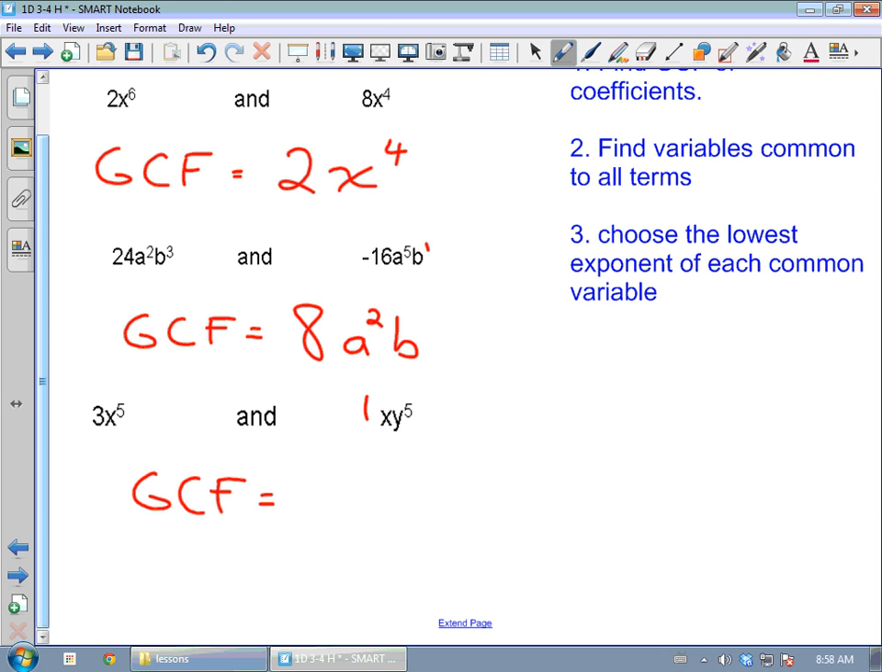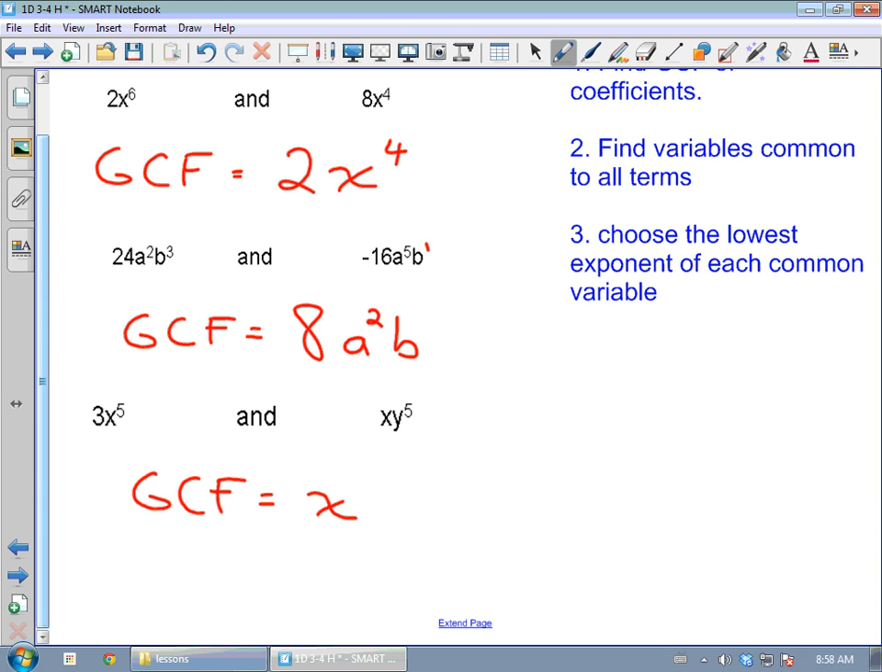So there's no numbers to compare here. So let's just look at our variables. What variables are common between these 2? X. And what's the lowest power of x that you see there, Sandella? It's going to be 1, or just x like that. Now, why don't I put a y in here? Because y isn't common to both of them. So the only thing that's common to both of these terms is the x, and I'm choosing the lowest power there.